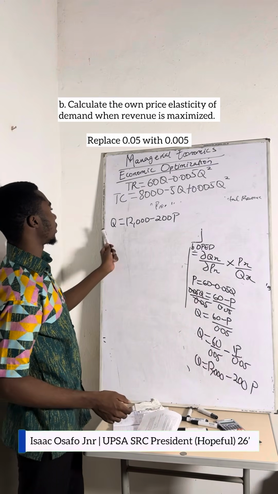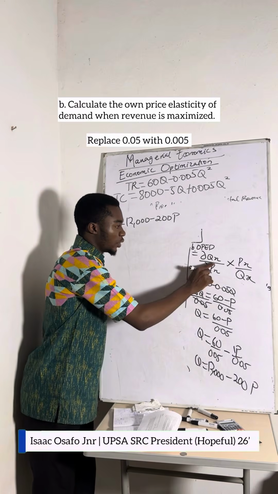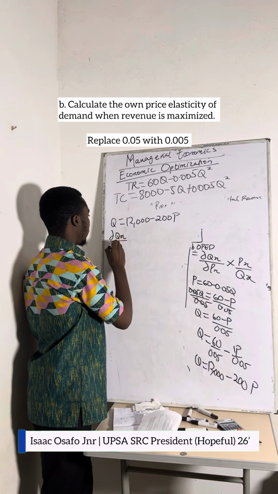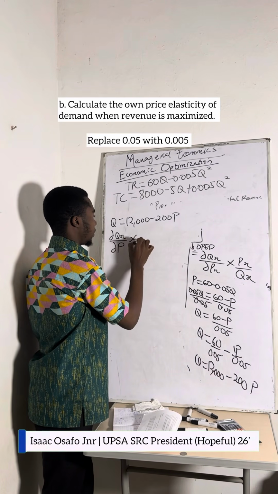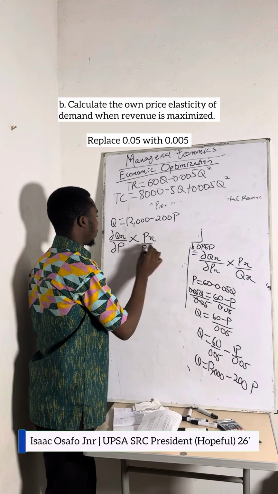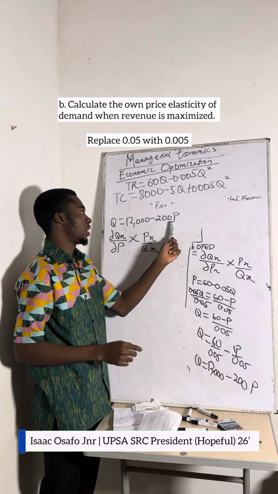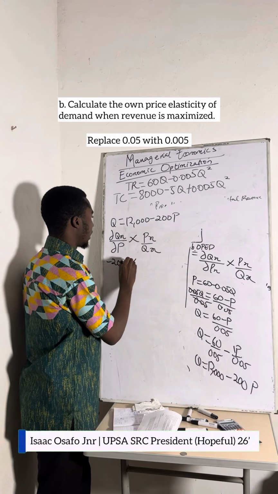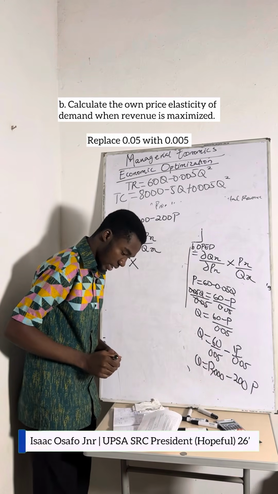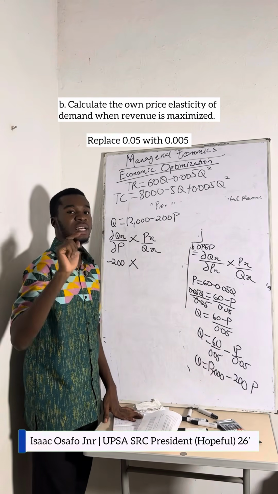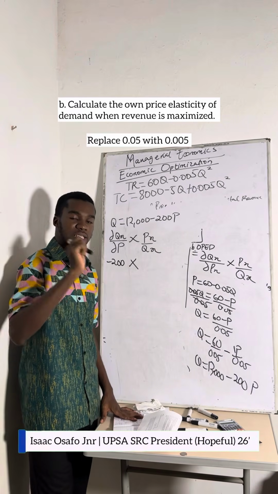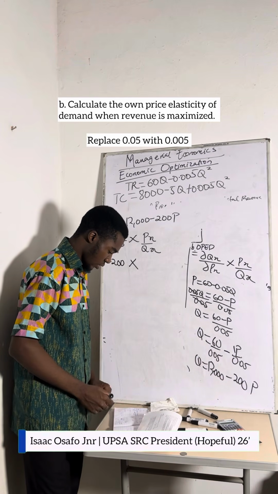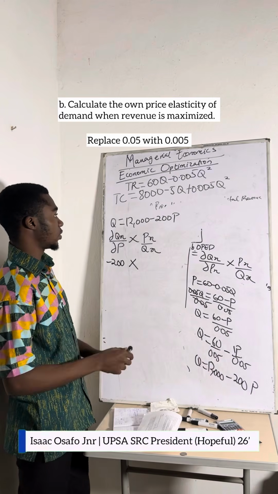All right. So now that we've got a quantity function, we can find the del QX over del P. Do you get it? So now our del QX over del P, then times PX over QX. So del QX over del P means we just have to take the coefficient of P, and we are getting negative 200. Then times PX. The question said for the own price elasticity of demand when revenue is maximized. In other words, use the price and the quantity that maximize the revenue. And we already solved for that in A. What was our price? Our price was 30, what we just solved for right now.